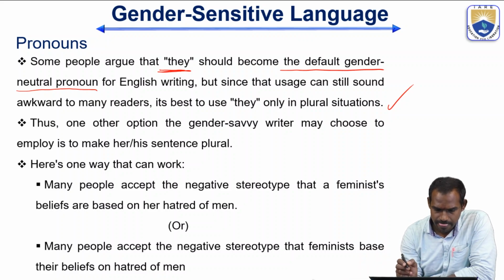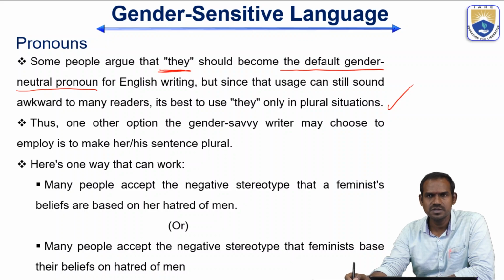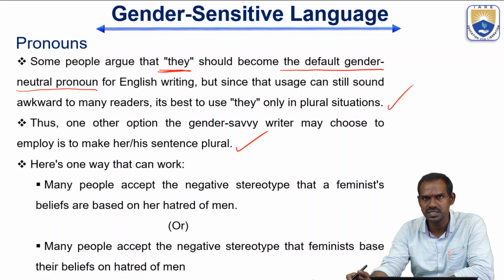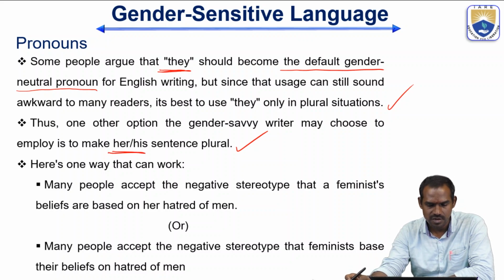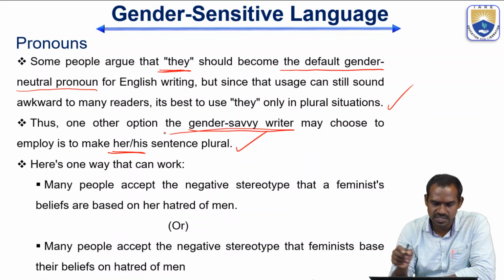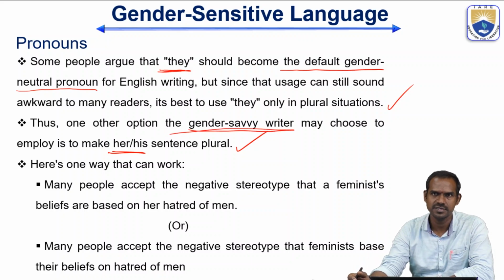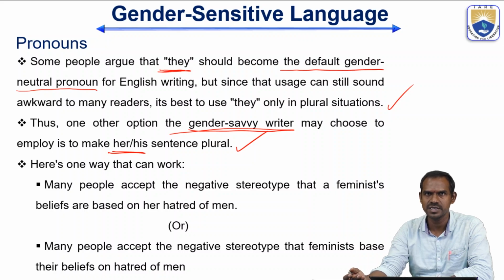Thus, one other option the gender savvy writer may choose to employ is to make her or his sentence plural by using her or his as pronoun. Gender savvy writer means the writer of gender sensitive language. Please take a note of this. This will be coming again and again. Here is one way that you can work.